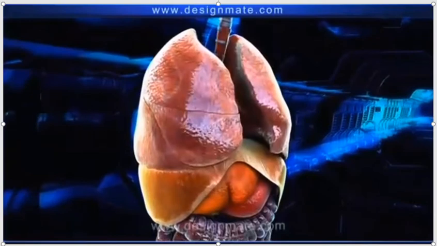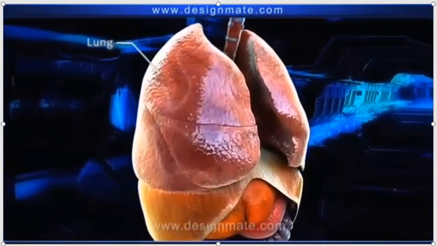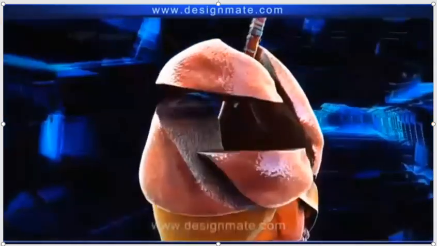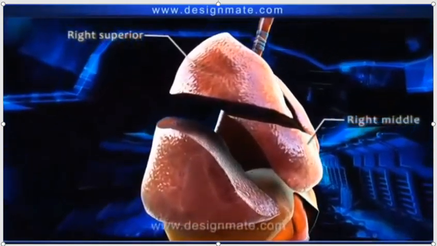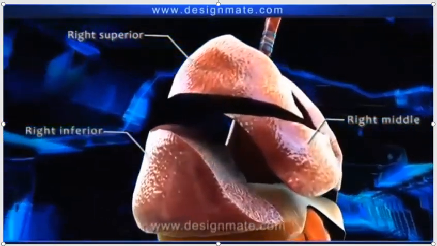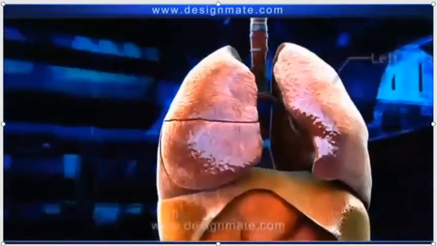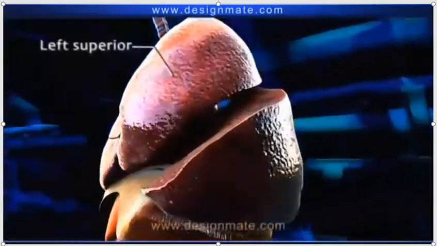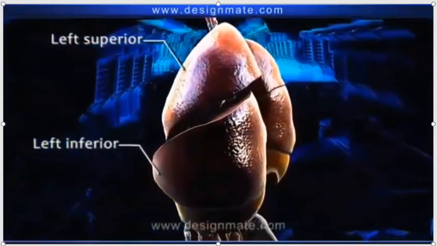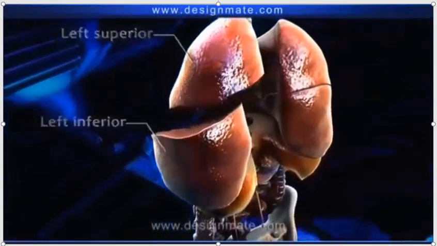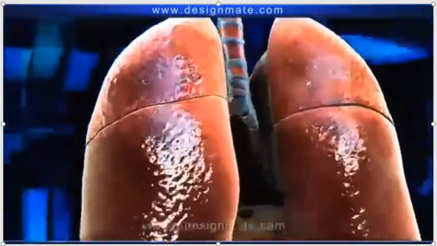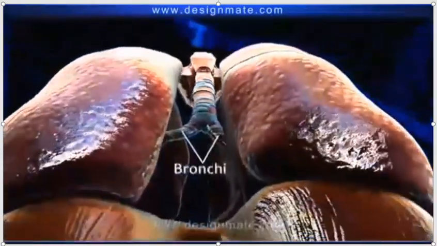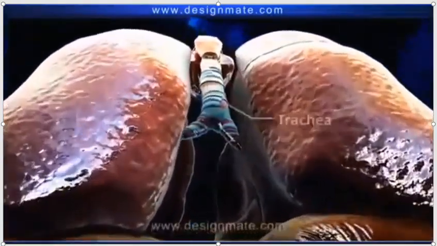The right lung is divided into three lobes: right superior, right middle, and the right inferior lobe. The left lung is a smaller one and has just two lobes, the left superior and the left inferior. Both the lungs are attached externally to the small tube-like bronchi, which unite into the trachea.